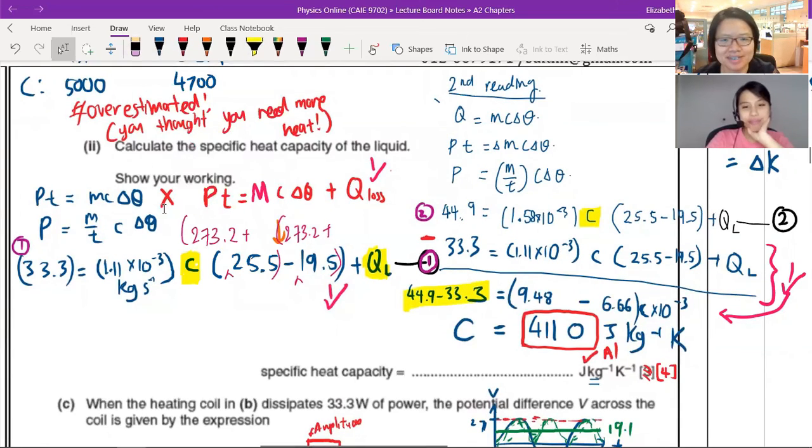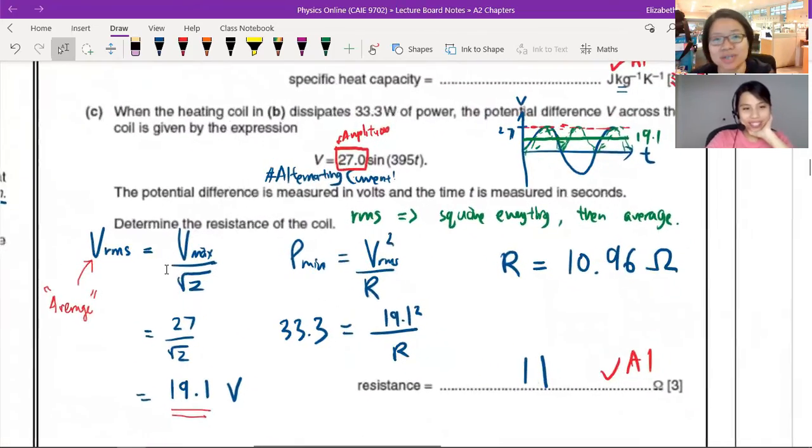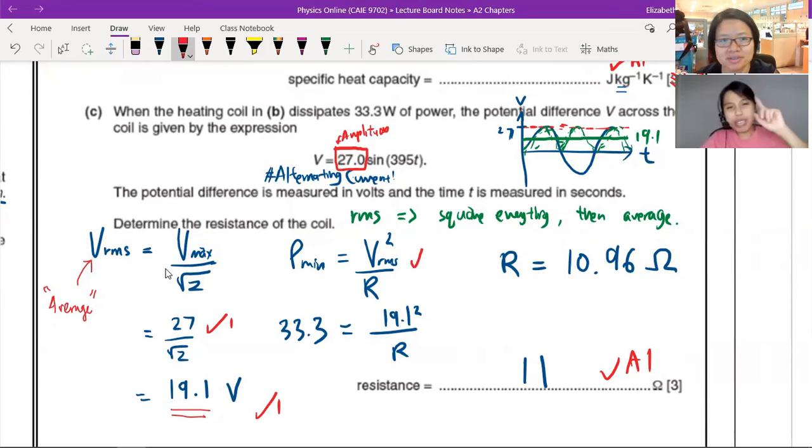Okay. This 3-mark question is easier to get. If you know that your Vmax is 27, you get 1 mark. If you find your Vrms, you get the 2nd mark. And then you use the power equation leading to 11, you get the next mark. Okay. So, it's a new thing, miss.